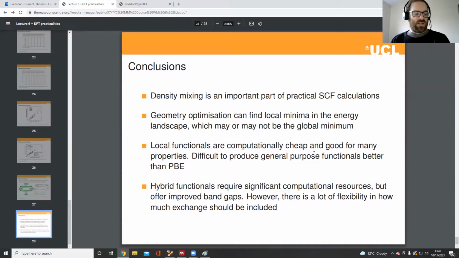I think one further point I can make is that local functionals are generally quite good at getting the structure correct, but the electronic structure in terms of things like band gaps is less reliably treated. Has anyone in this call been using hybrid functionals in their research? So that seems like a no. Has anyone been running DFT so far? Been doing some practical DFT calculations?